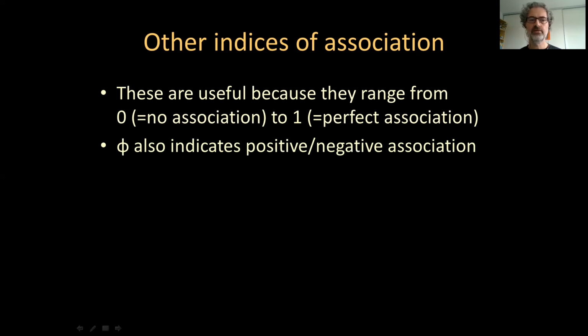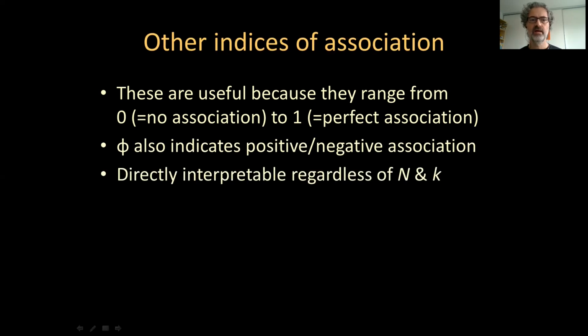Actually, phi goes all the way down to -1 to indicate a strong association in the opposite direction. So phi distinguishes between positive and negative associations, whereas Kramer's V doesn't. Having positive versus negative associations is questionable at best when you have a nominal scale, but is interpretable when you have an ordinal scale.